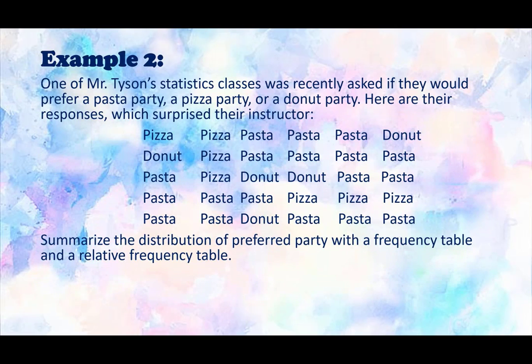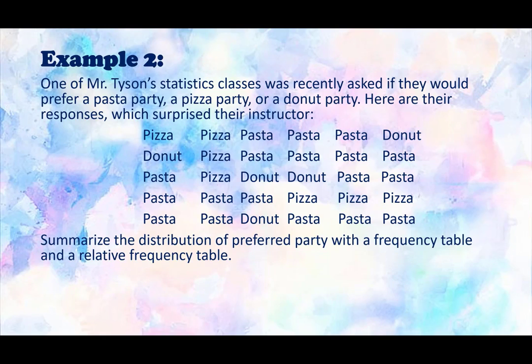So example number 2, okay? Let's go to example number 2. We have one of Mr. Tyson's statistics classes that was recently asked if they prefer a pasta party, a pizza party, or a donut party. I wish I had Mr. Tyson. Maybe we can have a pizza, pasta, or donut party later in the year when it gets a little bit more safe to do so. So here are their responses, which surprised their instructor. Okay, so again, I believe there's 30 here.